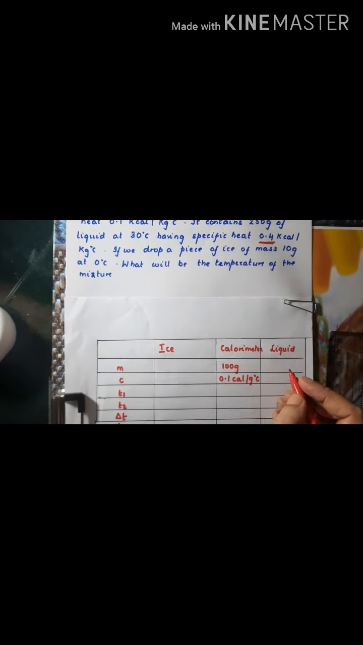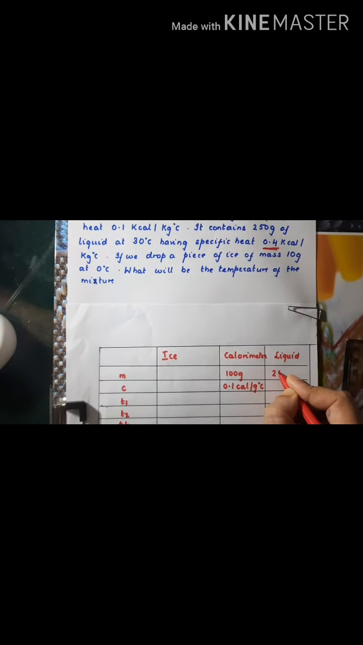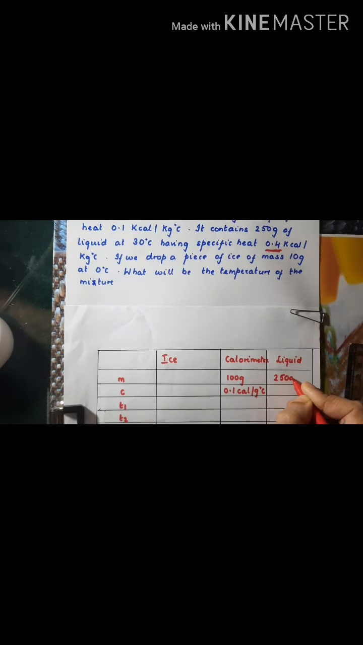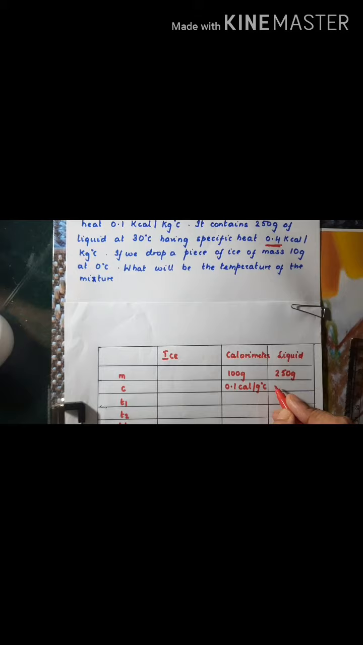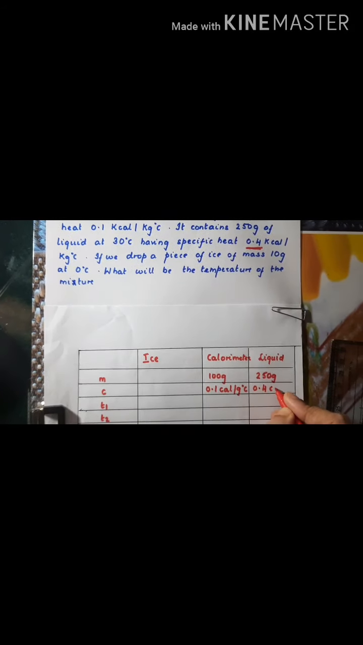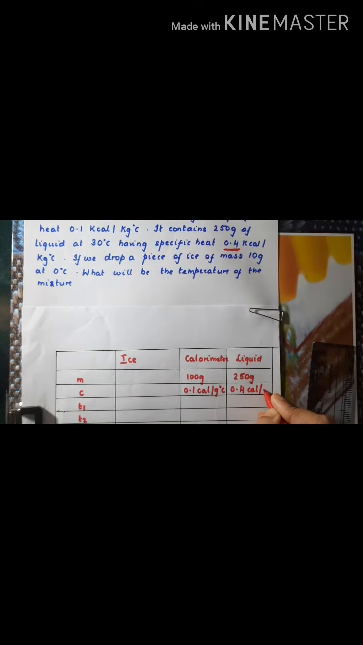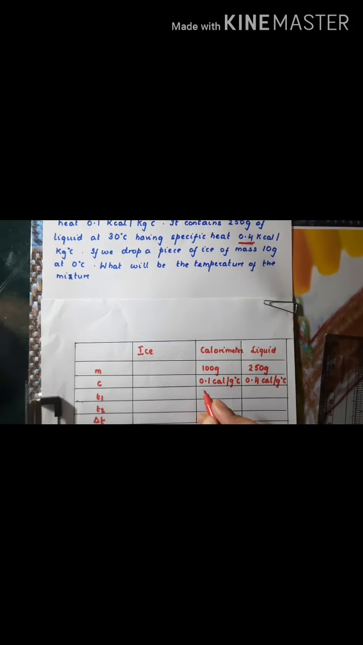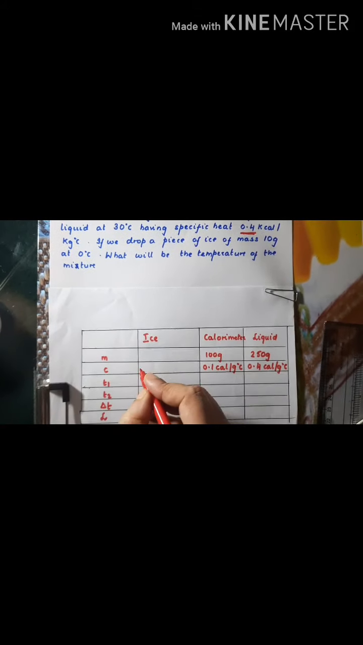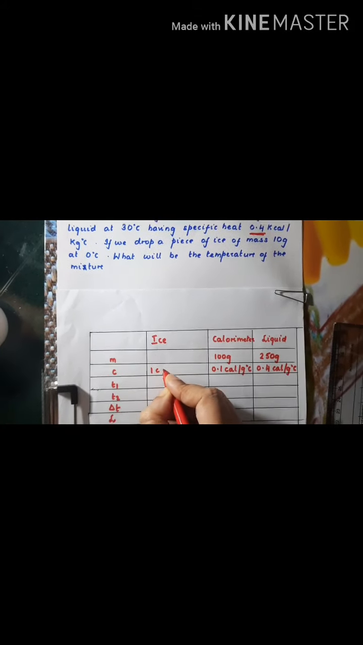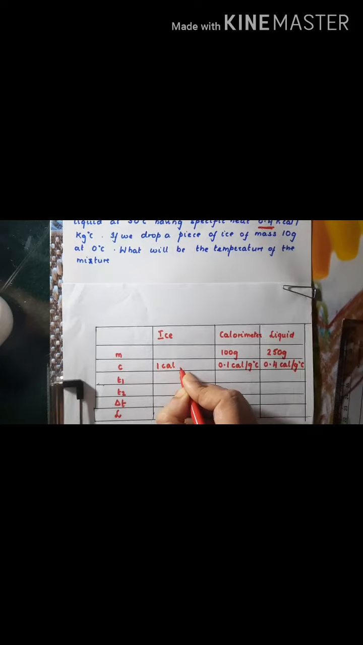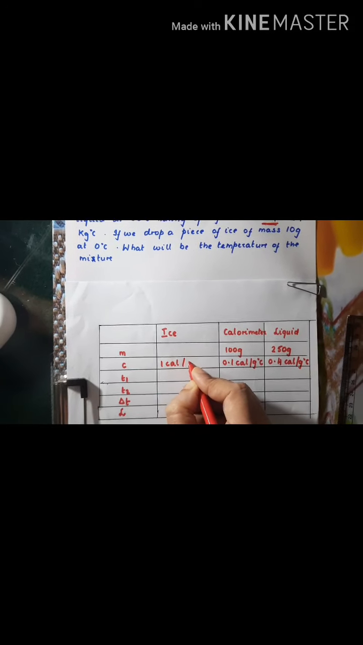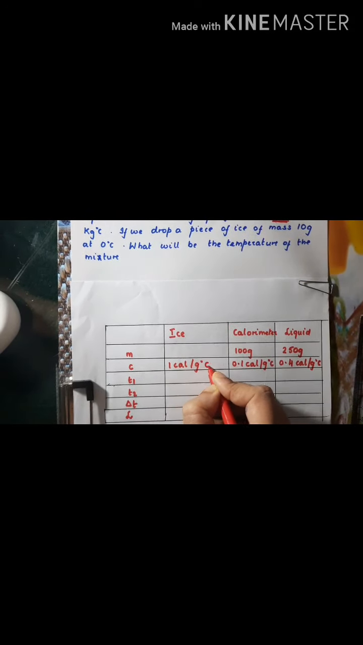It contains 250 gram of liquid having specific heat 0.4. Again they are saying kilocal, but kilocal per kilogram and cal per gram degrees Celsius, this does not change, right? Now obviously this is a copper calorimeter. Now ice means we know, water, ice, the specific heat is 1 cal per gram degrees Celsius.